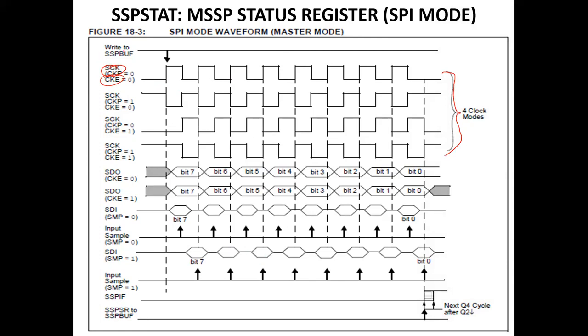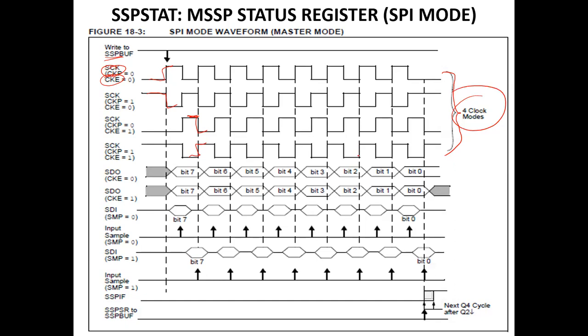So here we have write to the SSP buffer. So we can write at this low to high edge, or we can write at this high to low edge, or we can write at this high to low, or this low to high edge. So these are the 4 clock modes.